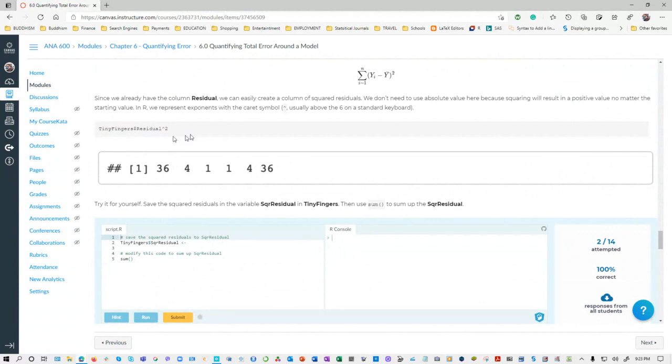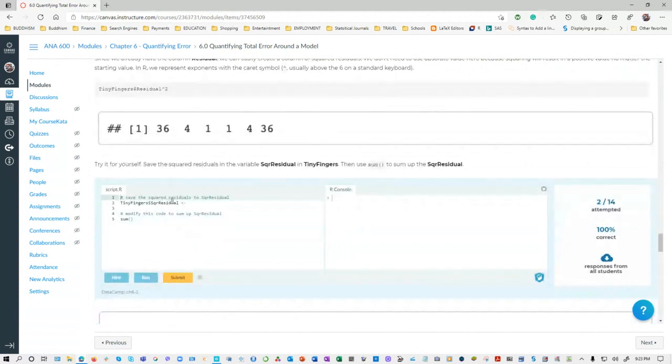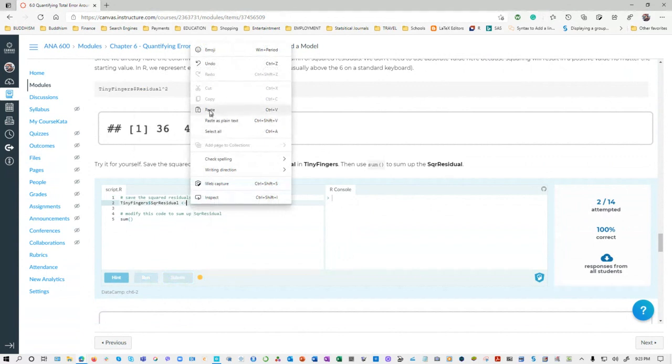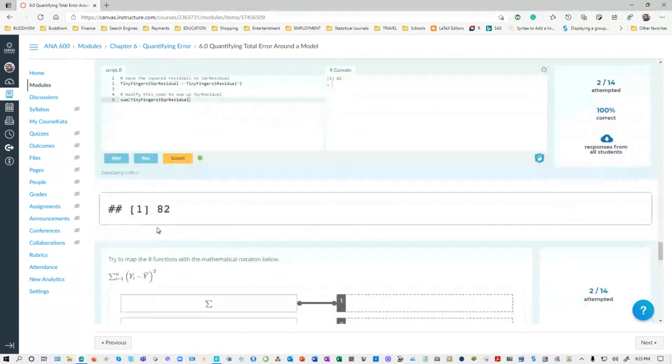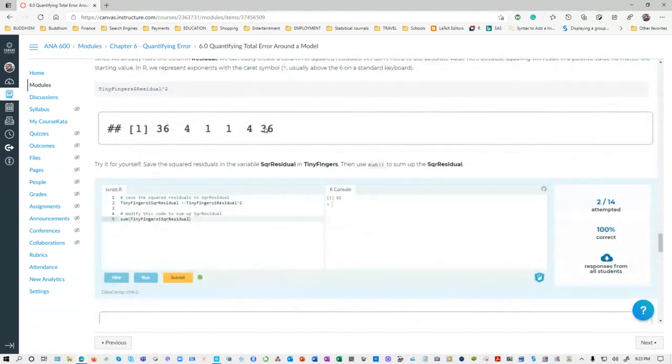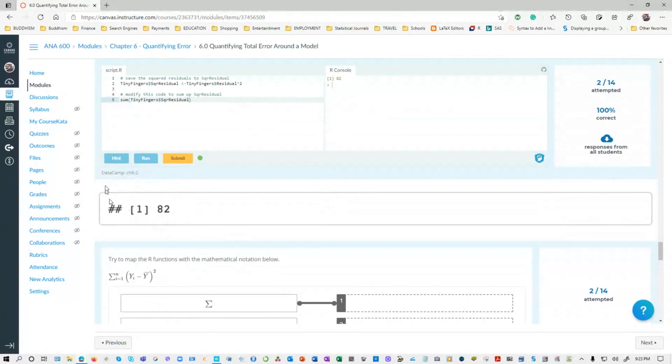How do you get that one? By simply doing this. Now they say save the squared residual to SQR residual. They have given it a name. That means take this and save it to this, and it goes into the same data set. Then find the sum. Whose sum? This one's sum. It's going to be 82. 36 plus 36, 72. 72 plus 10, 82.